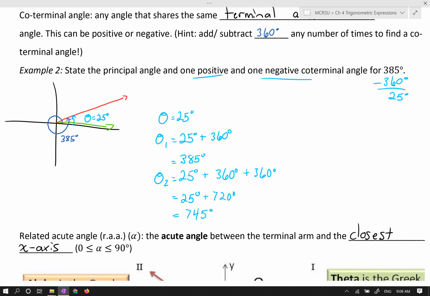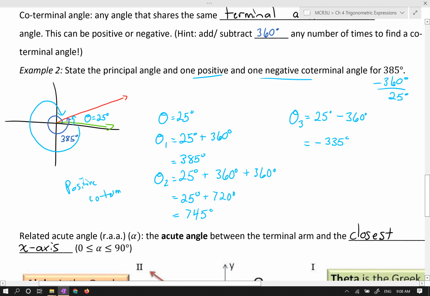If we're looking for a negative coterminal angle, we'll call it theta 3. We have 25 degrees, that's our angle theta, and we could subtract 360 degrees. So in this case, your coterminal angle would be going in a clockwise direction around to the terminal arm. All right, 25 degrees minus 360 degrees, I'm working here with negative 335 degrees.